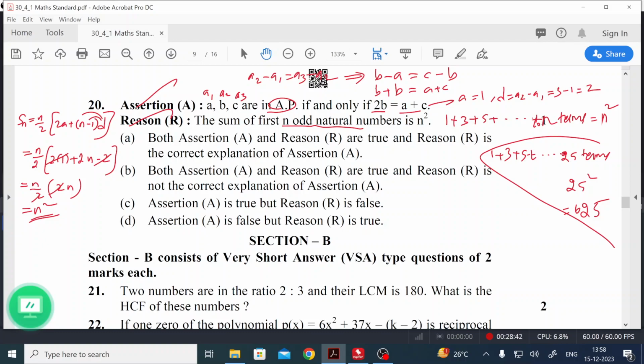The reason is correct. But we are not using the things for each other. Am I right? Both are correct, but we are not using them. So, option B. Okay, option A, B. Do you understand, children?